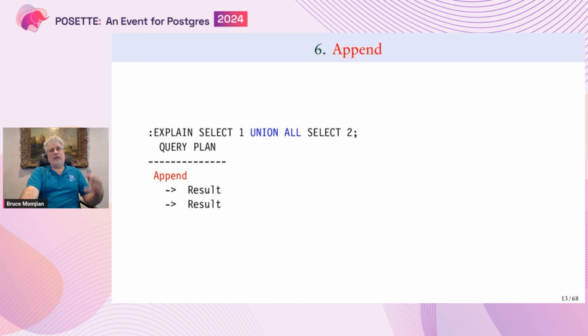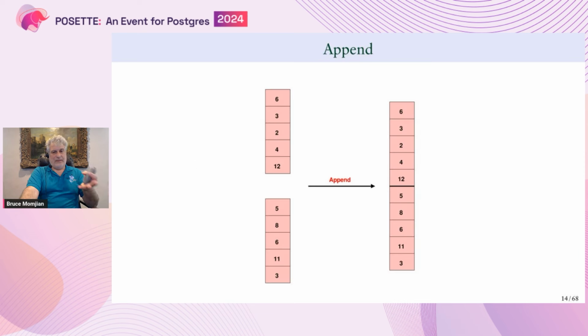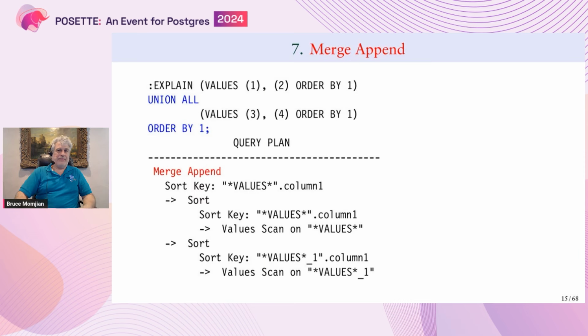The append node, you would primarily see this with union all. Again, union all does not remove duplicates. It merely appends the second result to the first, and we get a very simple append operation out of that.